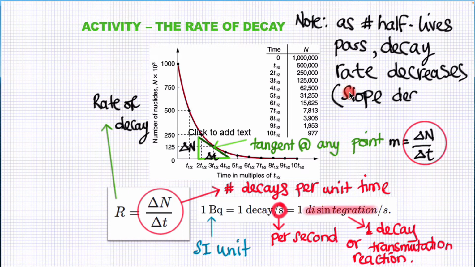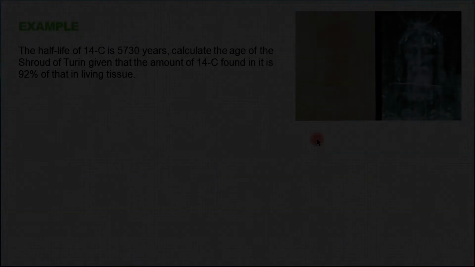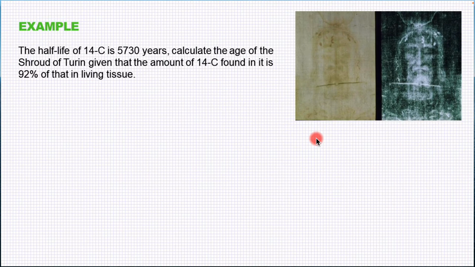And as was mentioned earlier, as the number of half-lives passes, so as time progresses in this decay, the rate decreases, because the slope, if you were to take a point at any part of the graph and draw a tangent to it, you'd find the rate of change of the number of nuclei that are still radioactive is a function of time. Let's now try and put this theoretical understanding into a practical application, problem-solving context.